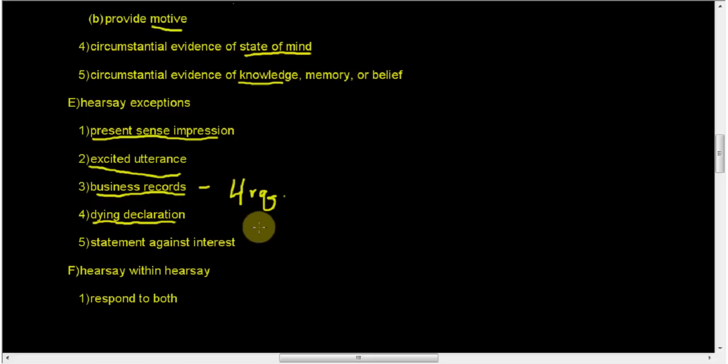hearsay exception. And secondly, it must be concerning cause or circumstances. The statement need not describe physical cause of death or injury. It is sufficient that the statement concern the cause or circumstances. So it has to relate to the cause or circumstances, essentially. So for this one, there are 2 requirements.